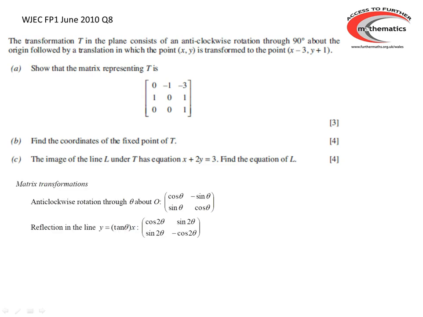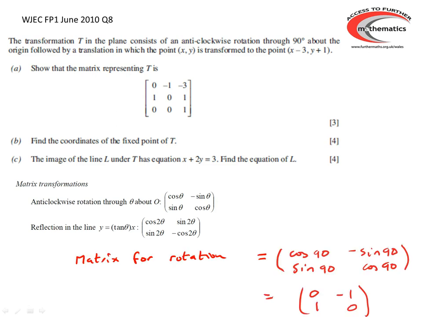Well, again, if we go back to the results that we've got in the formula booklet, we can very quickly deduce that the matrix for a rotation through 90 degrees anti-clockwise has got to be the matrix whose first column is cos 90, sin 90, whose second column is minus sin 90, cos 90. So the matrix of the rotation must be first column 0, 1, second column minus 1, 0.